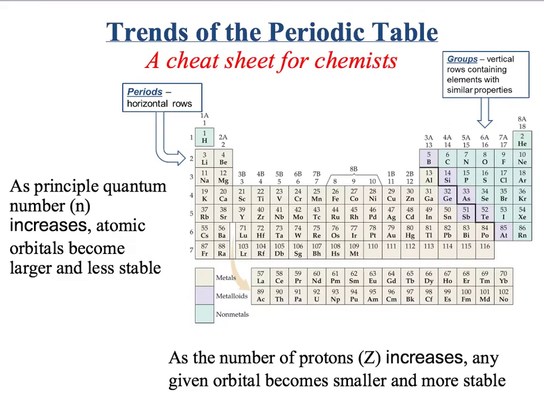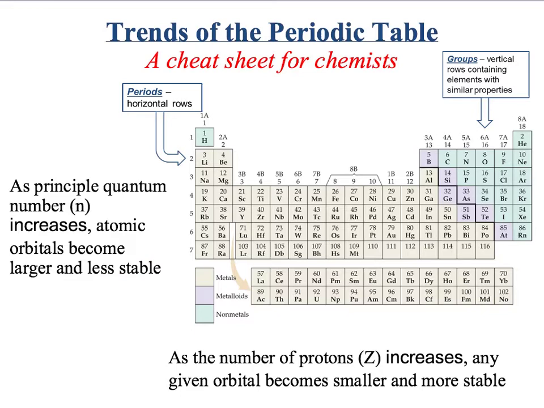Alright, so when we talk about these trends of the periodic table, one of the things that we should note is as principal quantum number, which is called n, increases, the atomic orbitals become larger and less stable. Okay? And as the number of protons increase, any given orbital becomes smaller and more stable. Okay? And these two rules are really going to help us remember and apply to how effective nuclear charge changes.